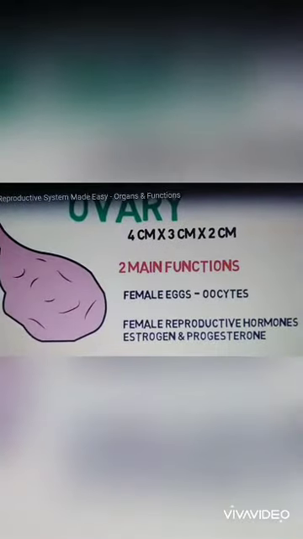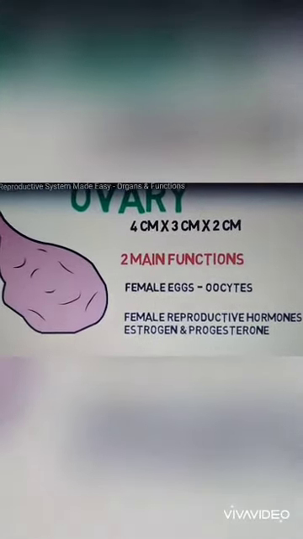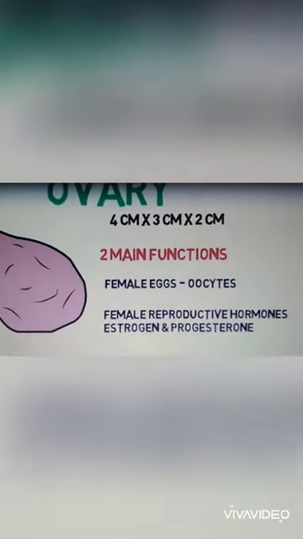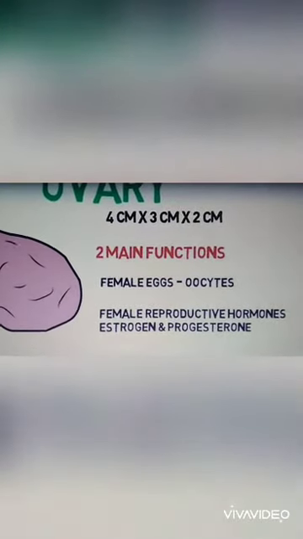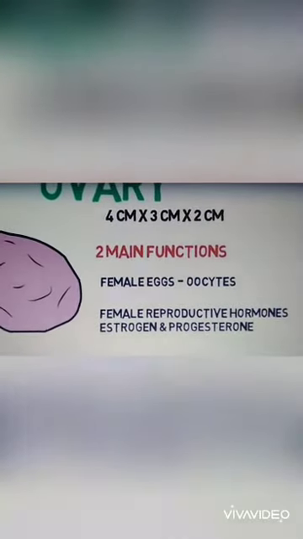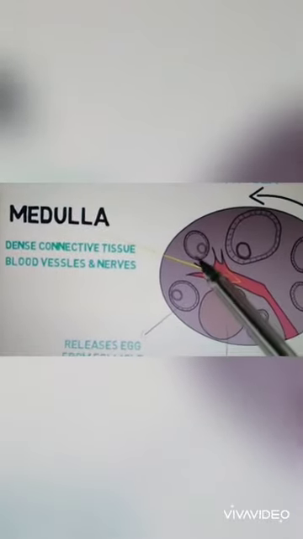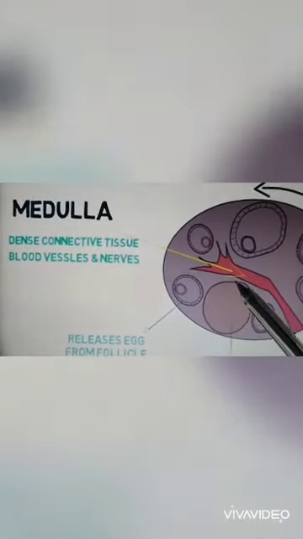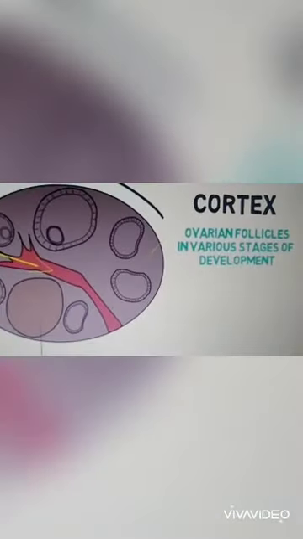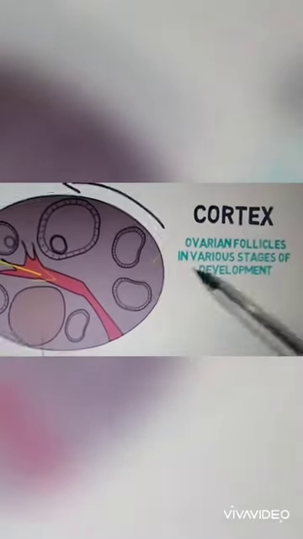So the next important part is the ovary. Ovary dimensions are 4 by 3 by 2 centimeters, and the ovary has mainly two functions: it produces female eggs, also known as oocytes, and it also produces female reproductive hormones like estrogen and progesterone. In the TS of the ovary, the center middle portion is known as the medulla. The medulla is a dense connective tissue in which the blood vessels and nerves are present, and the outer portion is known as the cortex, which contains ovarian follicles in various stages of development.